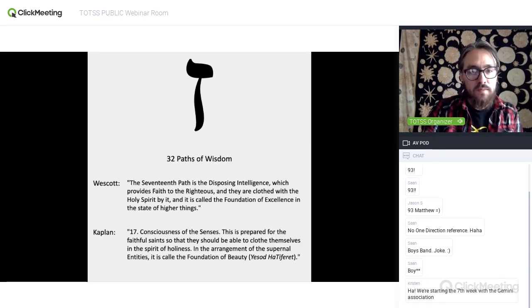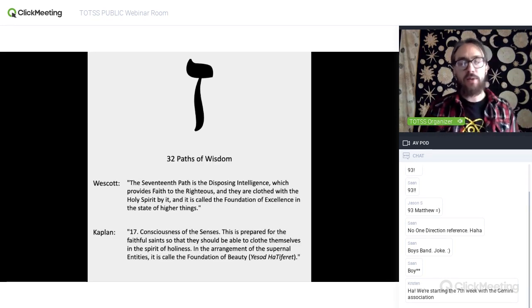All right, so again, as always, we'll be going through the 32 paths of wisdom here. So this is our 17th path. Again, we'll do Westcott's translation, since that's the more traditional one and the one you'll see more in the Golden Dawn tradition, and also give you a more modern scholarly translation from Aryeh Kaplan.